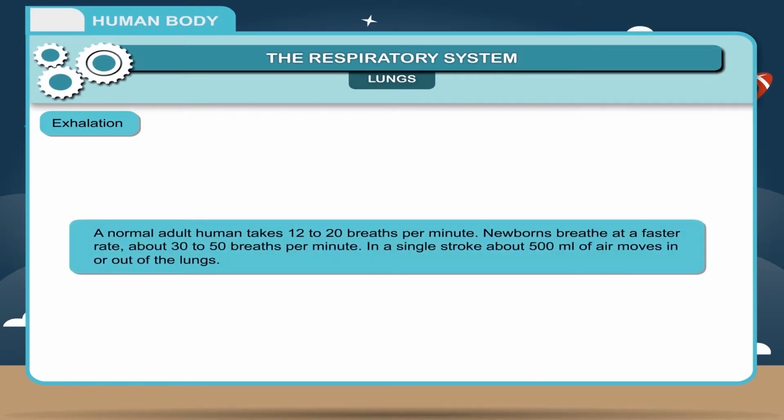A normal adult human takes 12 to 20 breaths per minute. Newborns breathe at a faster rate, about 30 to 50 breaths per minute. In a single breath, about 500 milliliters of air moves in or out of the lungs.